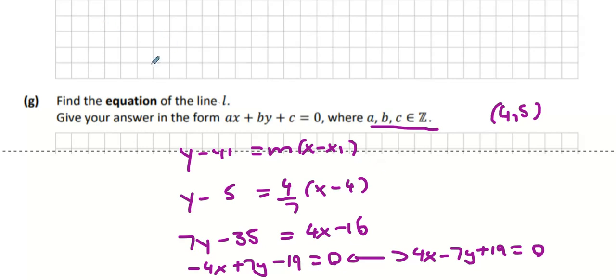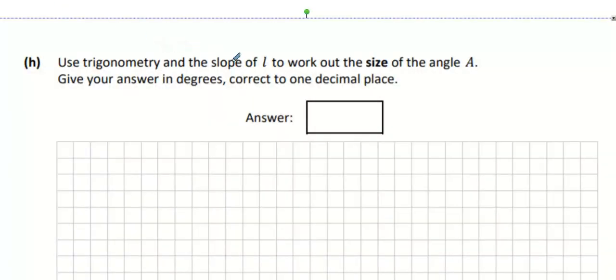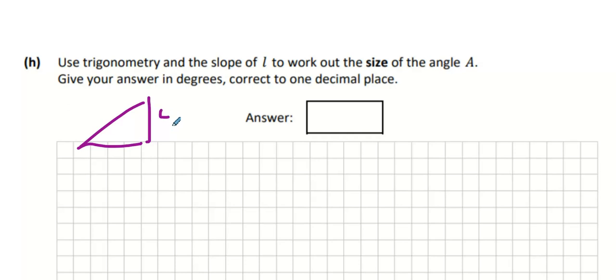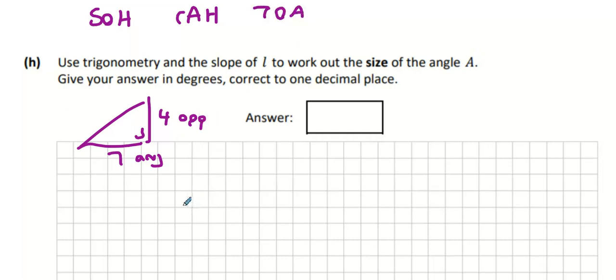Okay, it appears there's a part H as well, is there? Use trigonometry and the slope of L to work out the size of the angle A. Well, if it's 4 over 7, as we can see there, and it's a right angle triangle, so this would be opposite is 4 and the adjacent is 7. So we can use some SOHCAHTOA. Sine equals opposite over hypotenuse, cos equals adjacent over hypotenuse, and tan equals opposite over adjacent, which is what I have. So we can say tan of my angle.